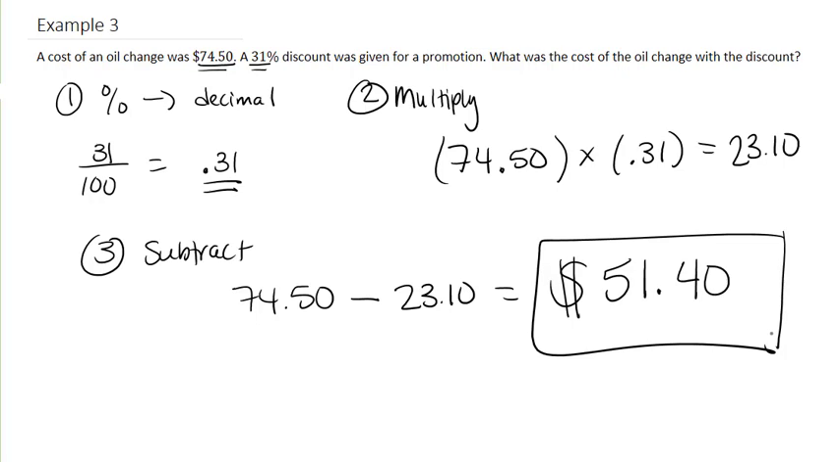So remember, when finding the discount, multiply the starting number by the percent, which we have changed to the decimal. Then you will subtract the discount from the starting number to get the new price.